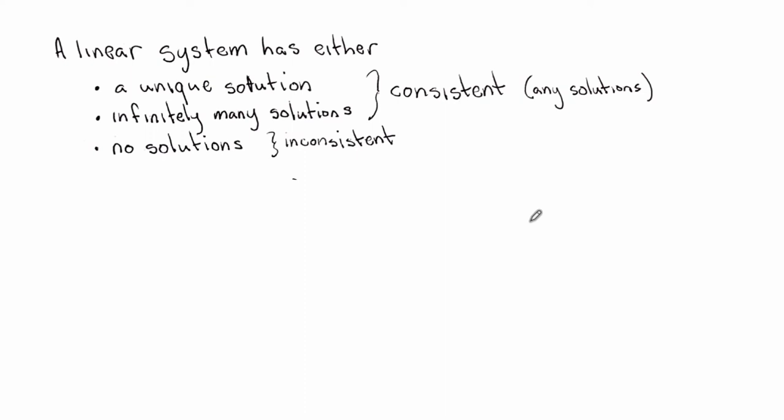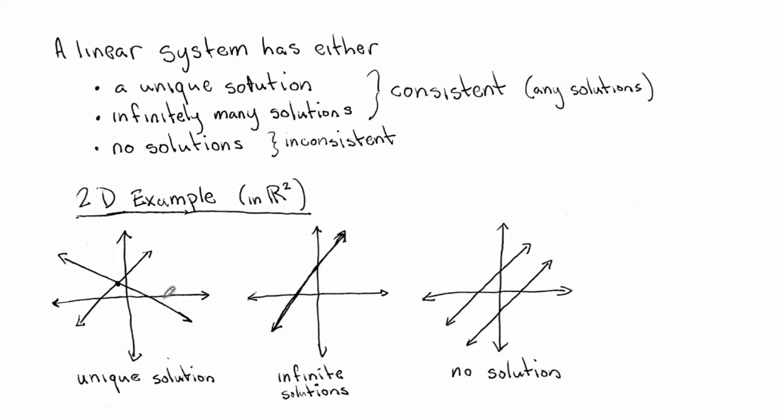Okay, so some examples in R2. If I'm thinking about systems of equations where, say, this is a graph of an equation, and that's the graph of another equation, then this system would have a unique solution, a single x1 and x2.